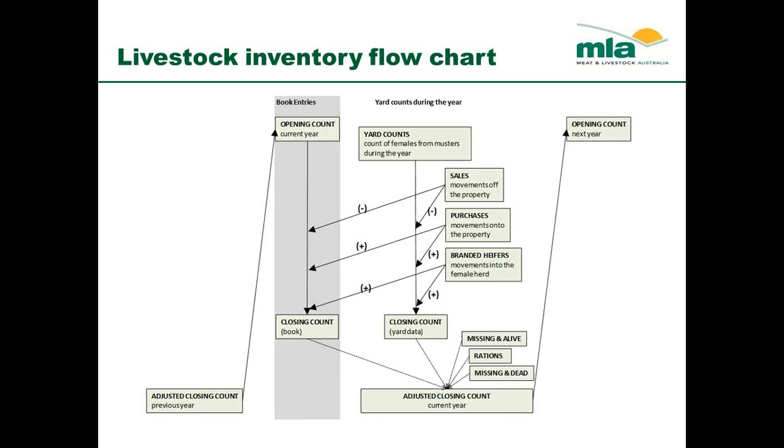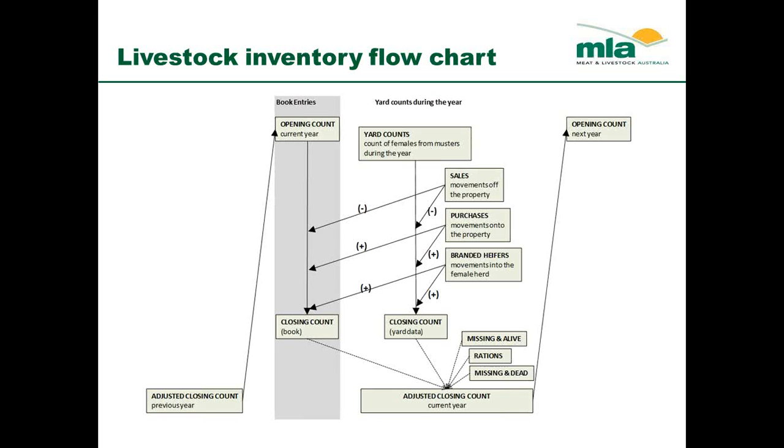And immediately below that, you'll see another box we've labelled adjusted closing count. So that's the count adjusted for rations, what might be missing but still alive, and what's missing and dead. So we can come up with an adjusted closing count which takes into account rations and takes into account what the owner or manager might think is missing but still alive. And as you know, sometimes not a whole property is mustered each year, or some paddocks aren't mustered, so it's important we make those allocations. But what I wanted to define here was the difference between the closing book number and the adjusted closing count based on yard counts or muster counts.